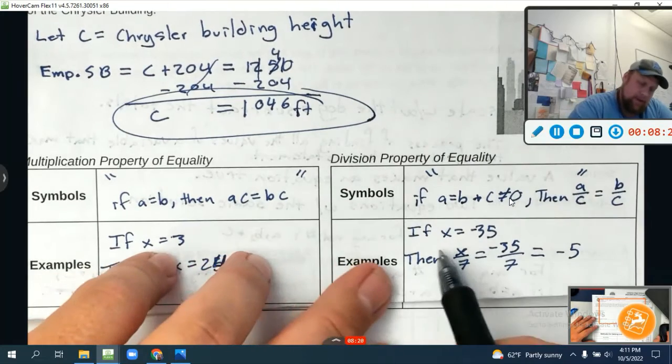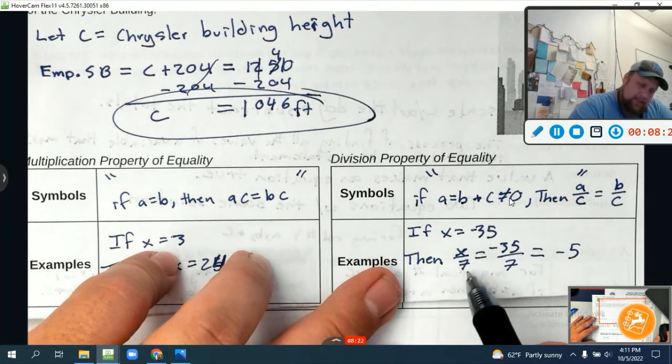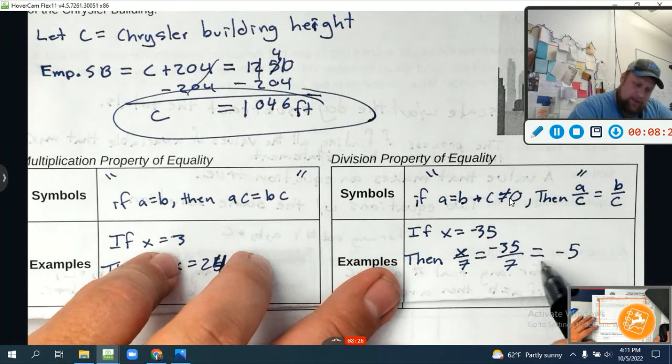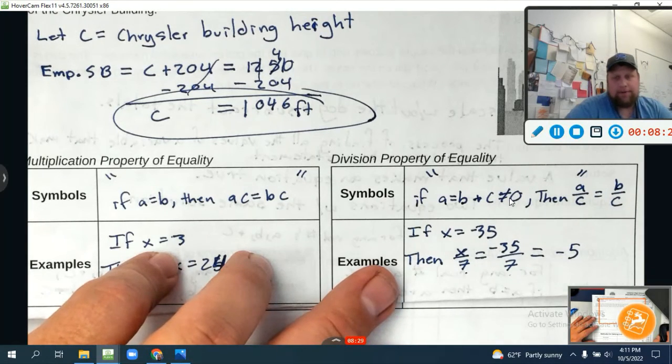So in other words, if X equals negative 35, X divided by 7 equals negative 35 divided by 7, which is equal to negative 5. Boosh. So X over 7 equals negative 5 is what we would write.